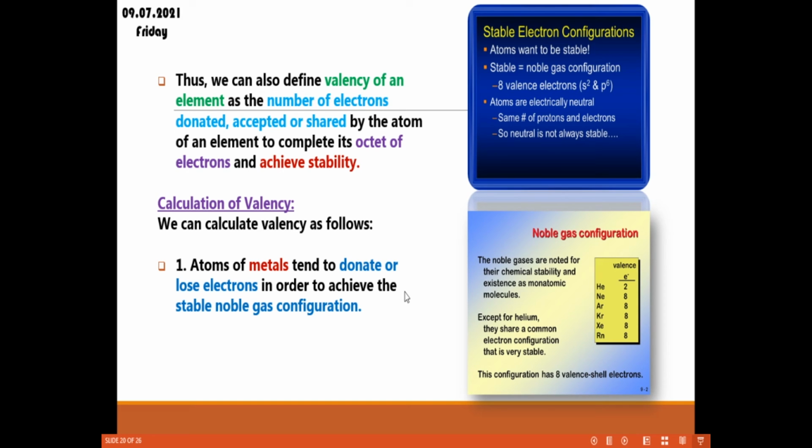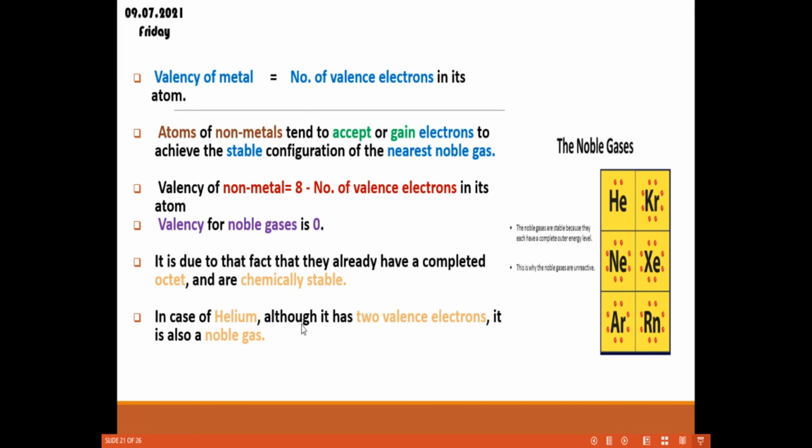If noble gases are stable, then atoms can donate or lose electrons in order to achieve the stable noble gas configuration. So if atoms want to be stable, stable is equal to noble gas configuration, that means having 8 valence electrons. And this is a very important point, students. Keep in mind, the valency of metal atoms is equal to the number of valence electrons in its atom.